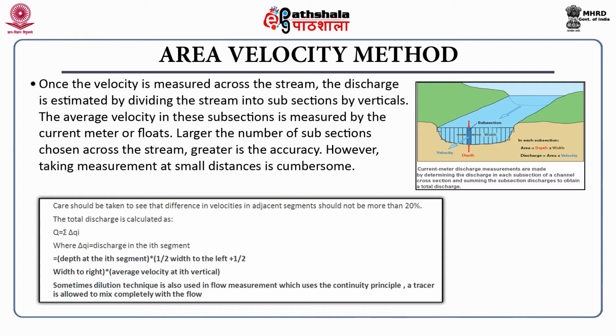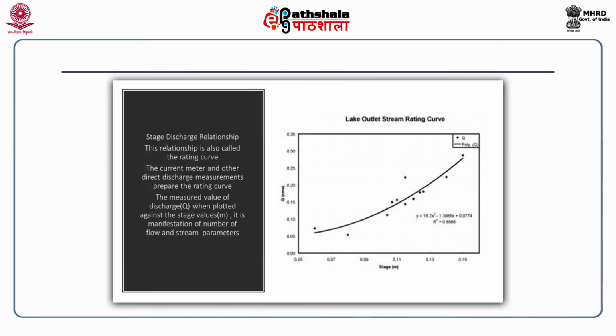We multiply that with the average velocity at that particular vertical, and then we add up all these discharges, and then we get the total discharge of the stream at that particular cross section. So once we have got the stream discharge at that particular section, and we have already measured the depths with the help of the stage recorder, then we are able to establish this kind of a stage rating curve.